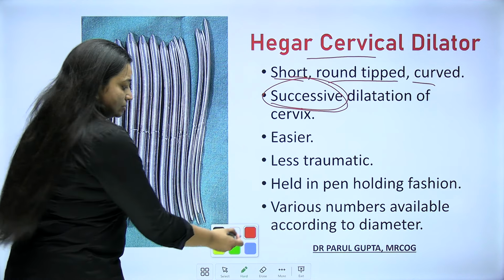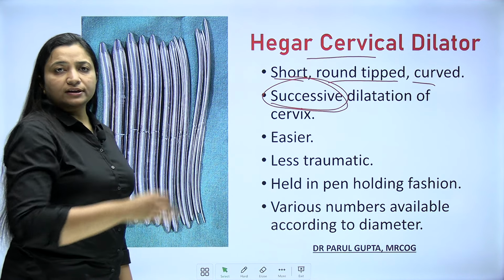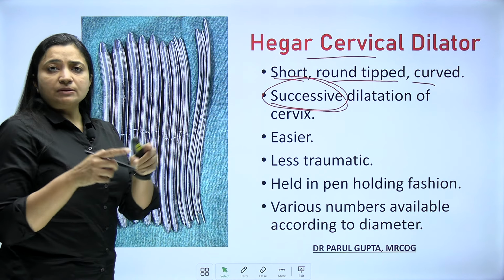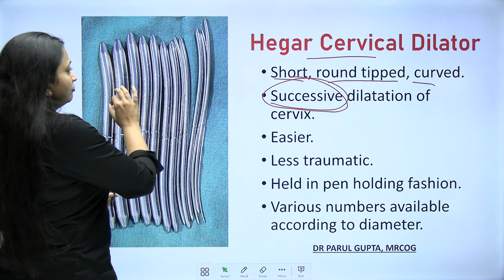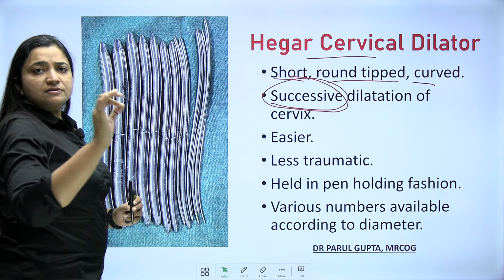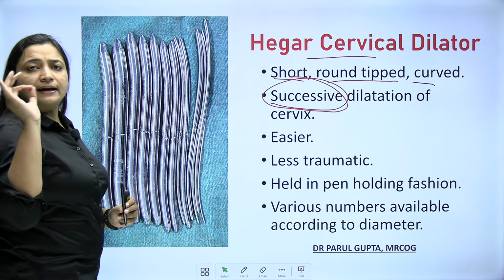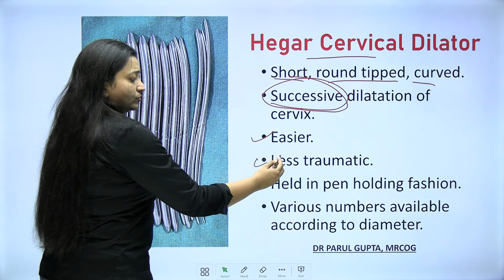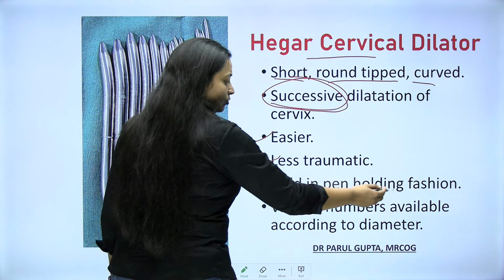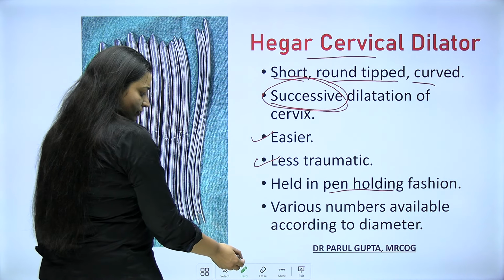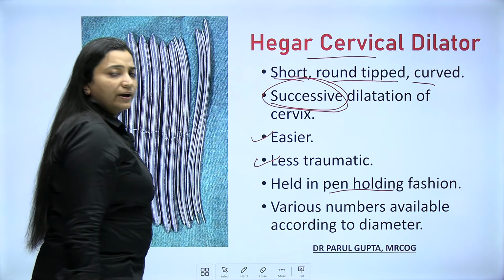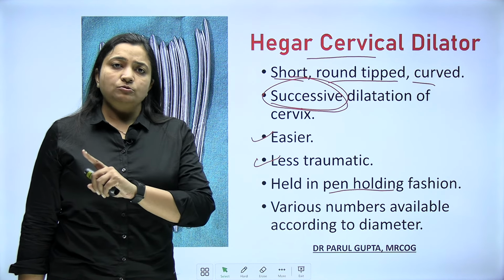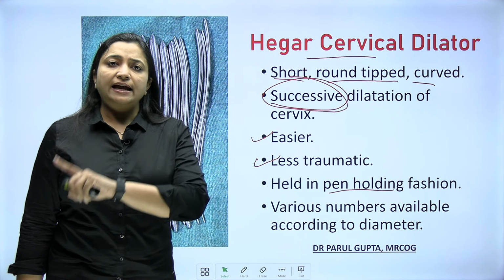You will not catch hold of the number 8 dilator and just put it inside. It cannot be like that. It will create a perforation, and there will be some trauma to the cervix. So, start from a low number, 5, 5.5, 6, and then successively keep on dilating. It is easier to use, less traumatic, held in a pen holding fashion, and comes in various numbers. According to your requirement, what size of uterus you are dealing with, dilate +1. A 10-week size uterus, dilate till 11.